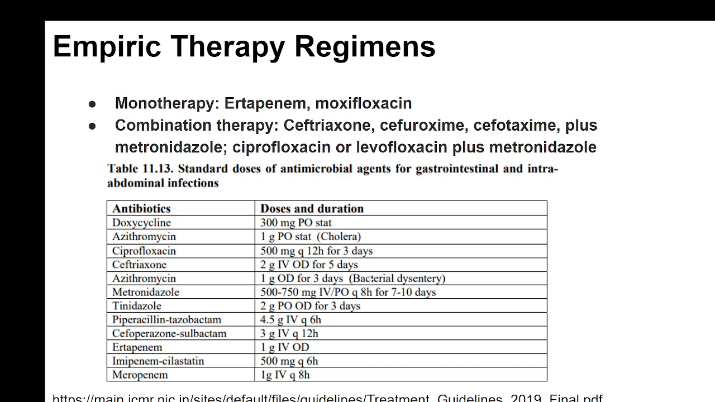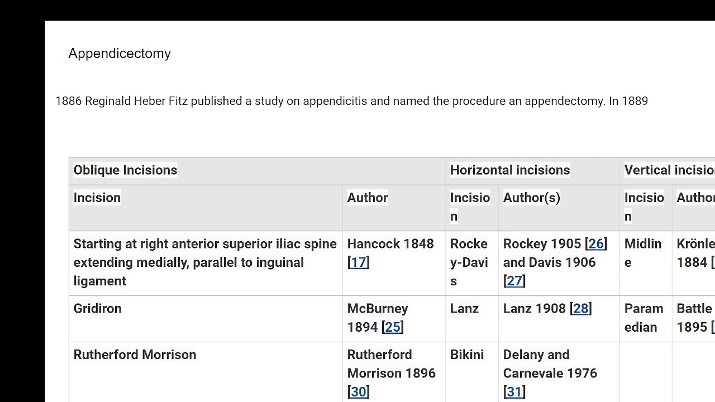The Indian Council of Medical Research, ICMR, has released an antibiotic policy, and in that policy, for gastrointestinal tract infections, you have a list of antibiotics like doxycycline, azithromycin, ciprofloxacin and so on. But usually in appendicitis, along with any other antibiotic, metronidazole is prescribed, because in Yersinia groups, metronidazole is quite effective. That's how the conservative management is tried.